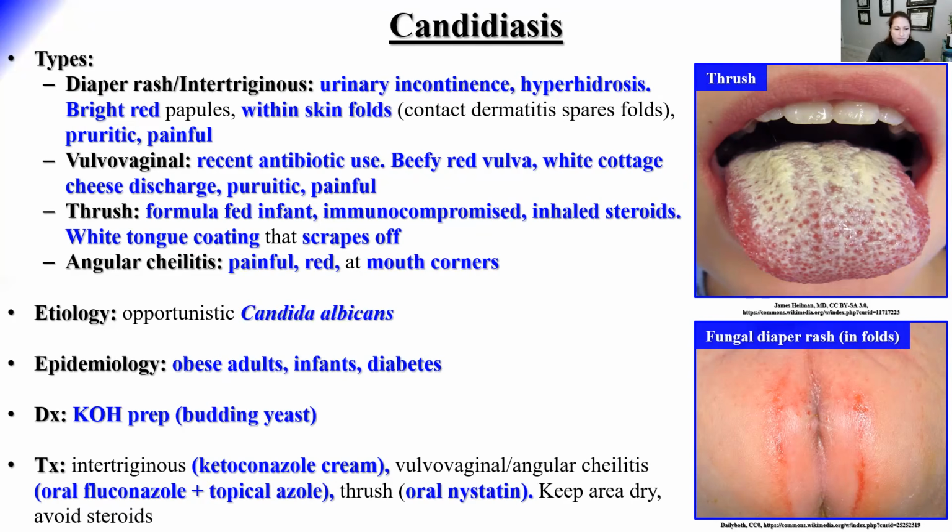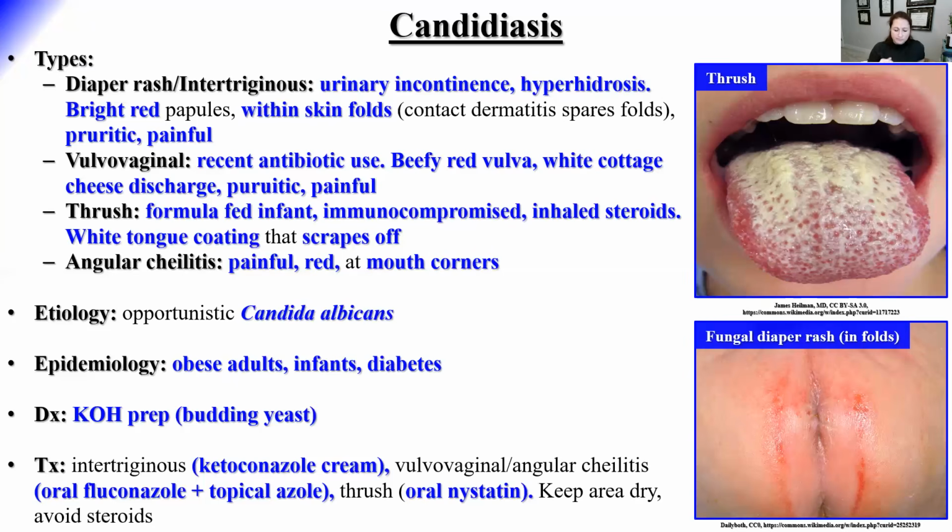Treatment for this is going to be, for the intertriginous areas, we can use an over-the-counter ketoconazole cream that will help with the itching. For vulvovaginal or angular cheilitis, we use an oral fluconazole and a topical azole. And then thrush, you're going to use oral nystatin.